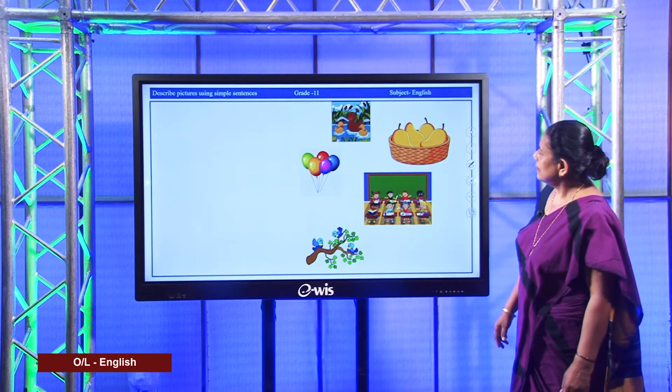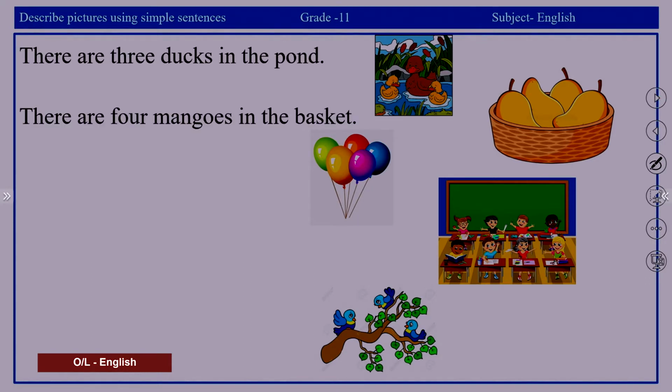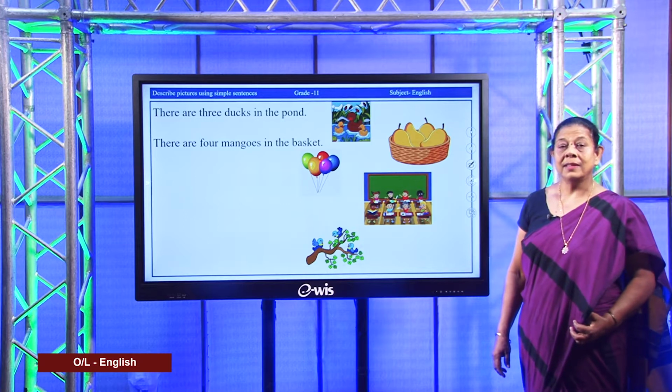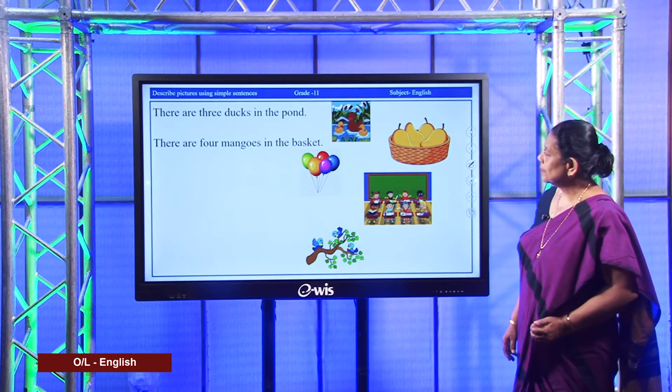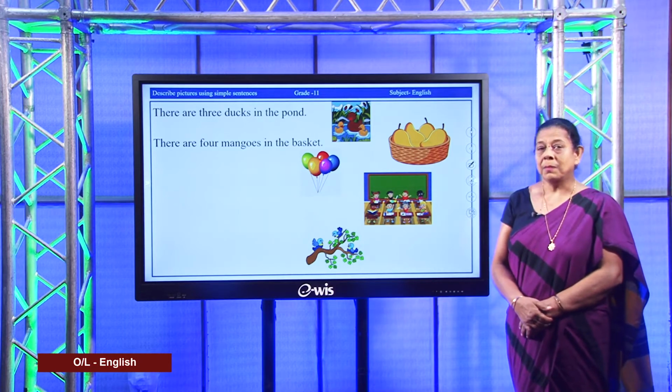Now look at these pictures. What can you see there? The first one. There are 3 ducks in the pond. Why "there are"? 3 ducks. First you use there is a clock on the wall, but now we use there are. There are 3 ducks in the pond.